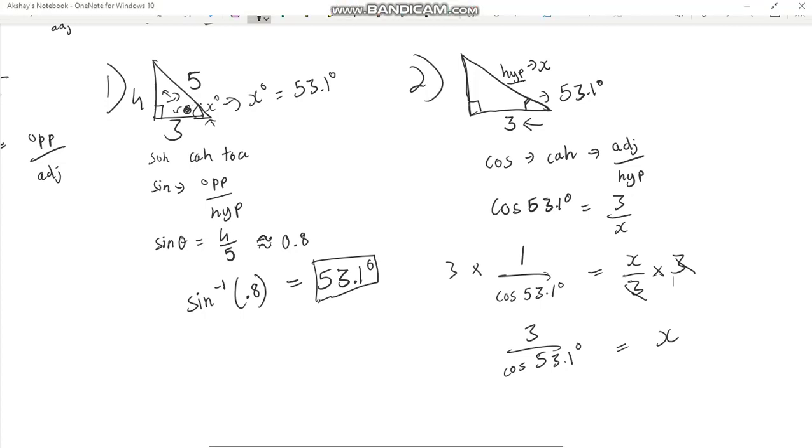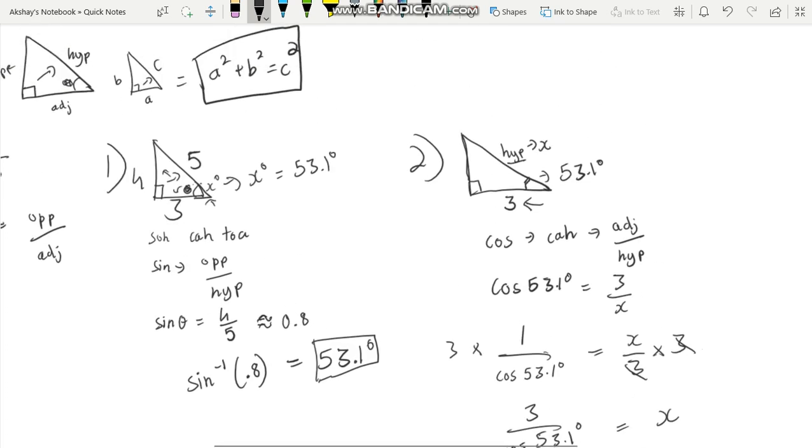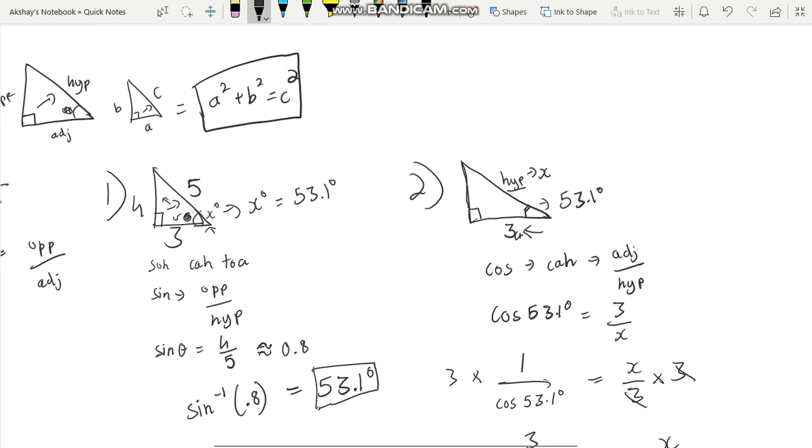And now it's just a matter of plugging my values into my calculator. My 3 divided by cos 53.1 gives me 5, rounded to the nearest whole number. So 5 centimeters, let's just say centimeters. And we know our hypotenuse now is 5 centimeters.